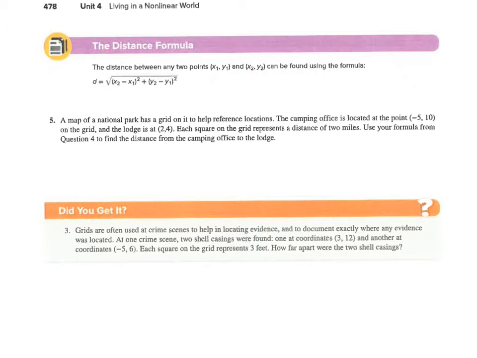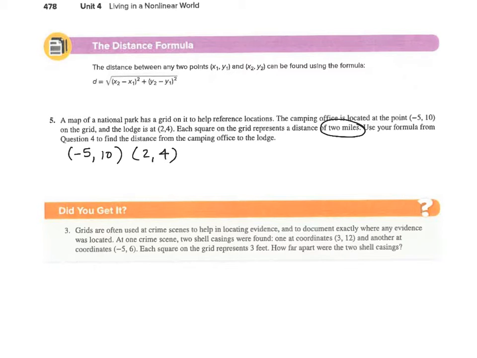A map of a national park has a grid on it to help reference locations. The camping office is located at (-5, 10) on the grid, and the lodge is at (2, 4). Each square on the grid represents a distance of 2 miles. We will need that later.